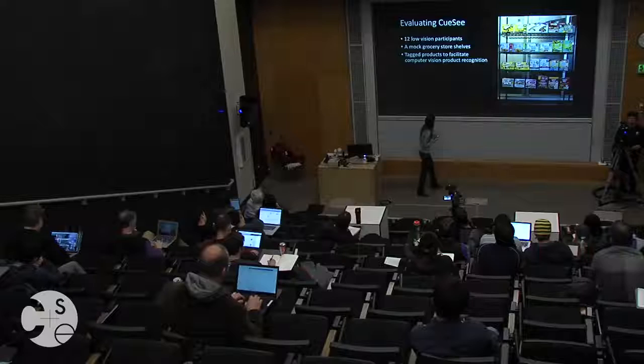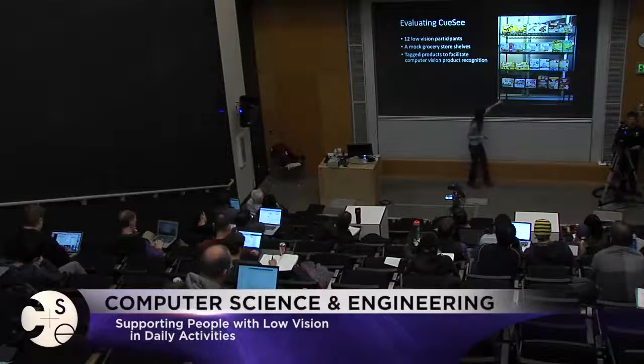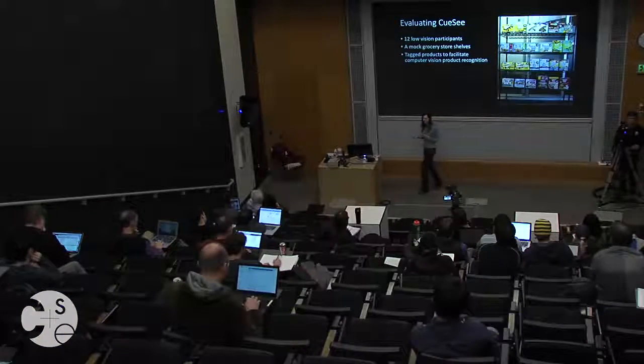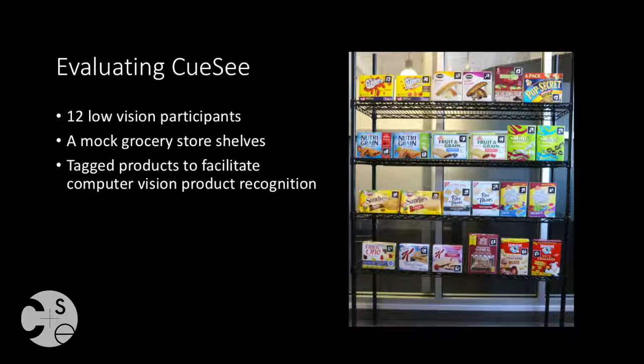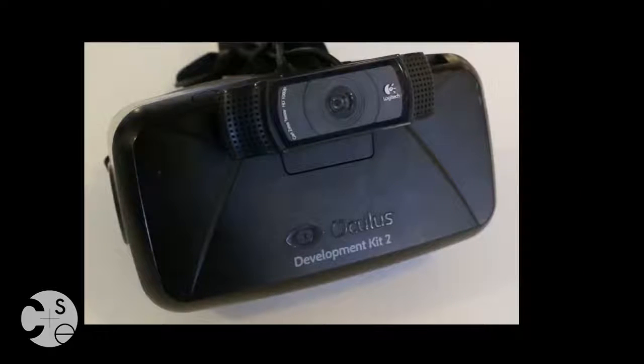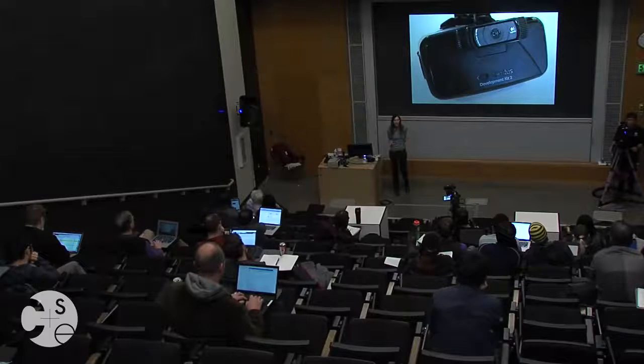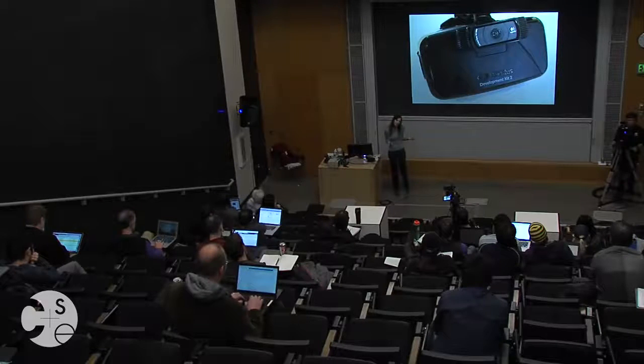So what we did was we tagged the products with these little codes here, and we used a computer vision algorithm that was able to detect those tags with high accuracy. And we hacked together this prototype of a video see-through head-mounted display. So it's an Oculus with a webcam, similar to what you would get from Google Cardboard. The camera captures the surroundings, and then we can process that video and present it to the user in front of their eyes.